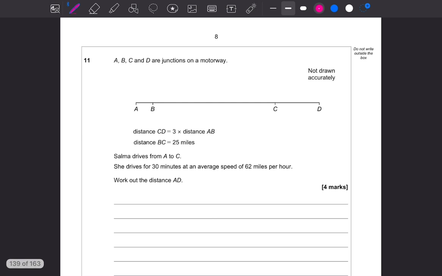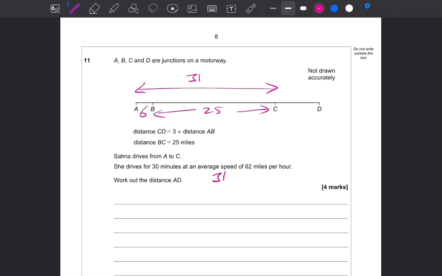A, B, C, D are junctions on a motorway. Distance CD is 3 times AB. Distance BC is 25, so that's 25 in this little part. Summer drives from A to C. She drives for 30 minutes, an average of 62 miles per hour. Work out the distance AD. So what this tells us is that she's gone 31 miles altogether from A to C.